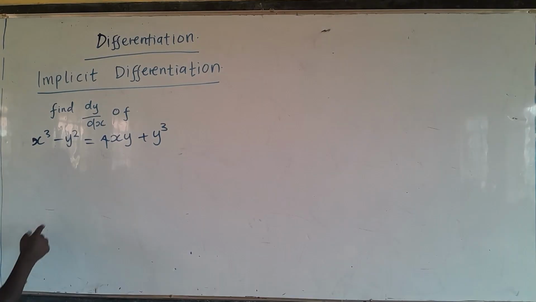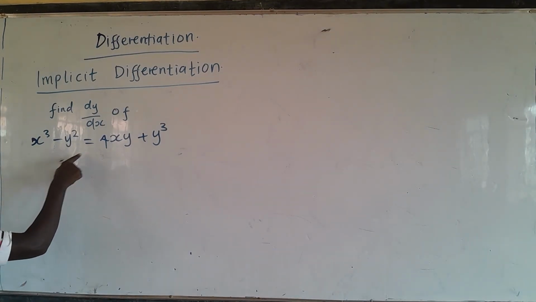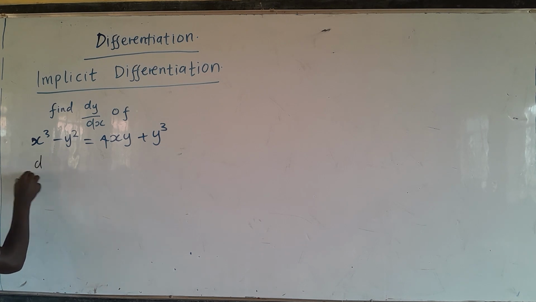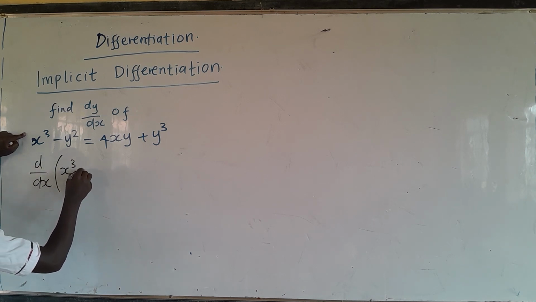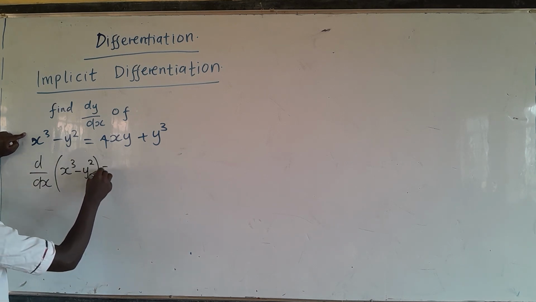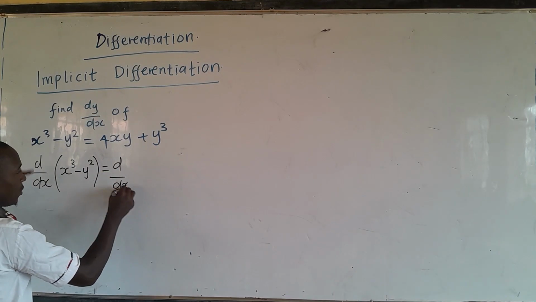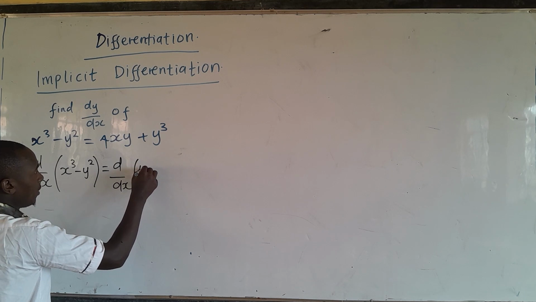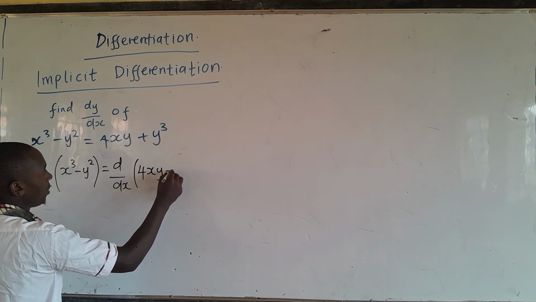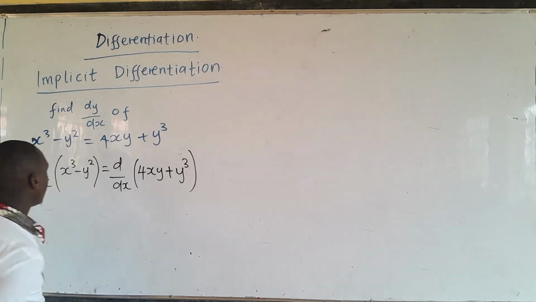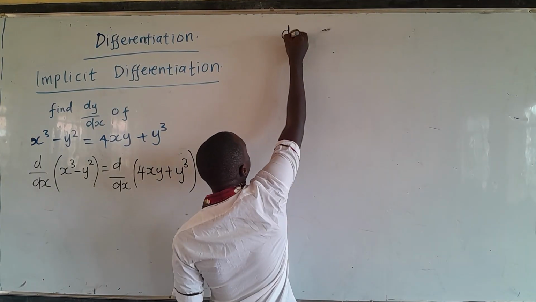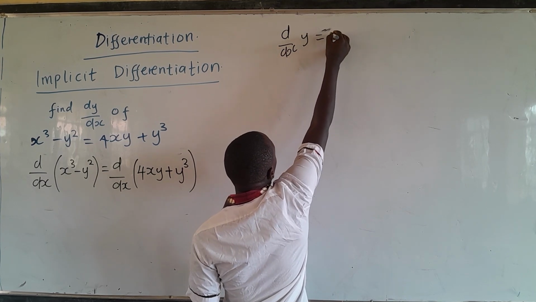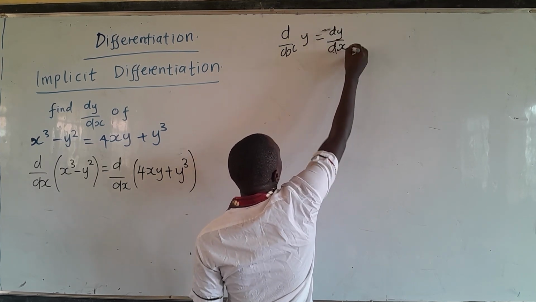Now, to apply differentiation, we are going to find d/dx on both sides of the function. d/dx of our function x cubed minus y squared should be equal to d/dx on the right side of the equation, 4xy plus y cubed. Now the next thing is to differentiate implicitly. As I told you, when you have d/dx of a function of y, this is going to be dy/dx, and this is our interest.